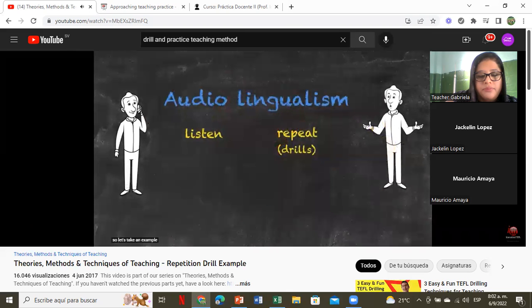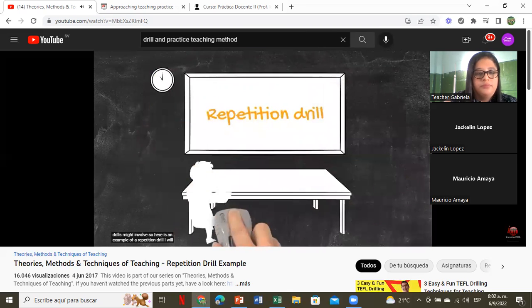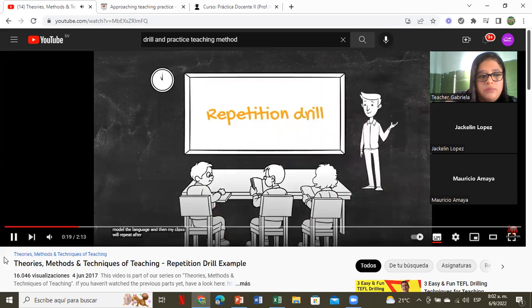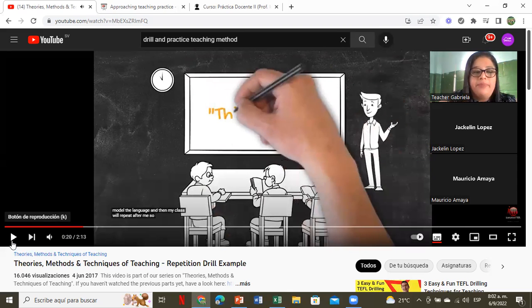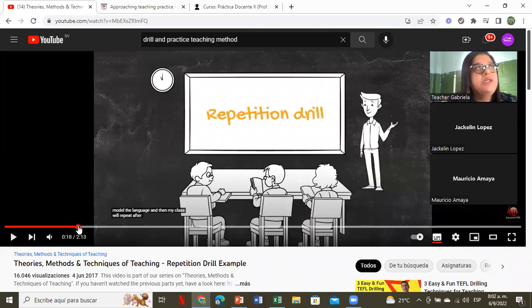So let's take an example of what those drills might involve. So here is an example of a repetition drill. I will model the language and then my class will repeat after me. All right, look at this term, repetition drill.